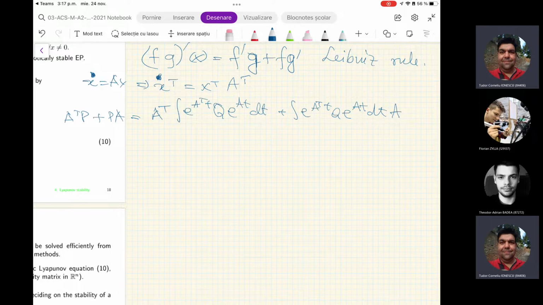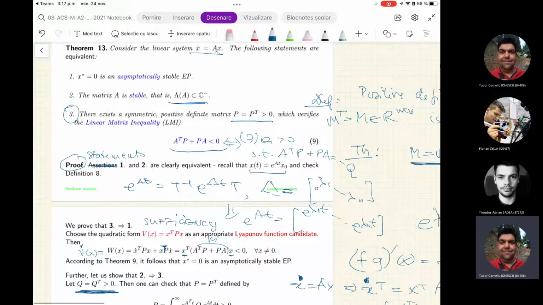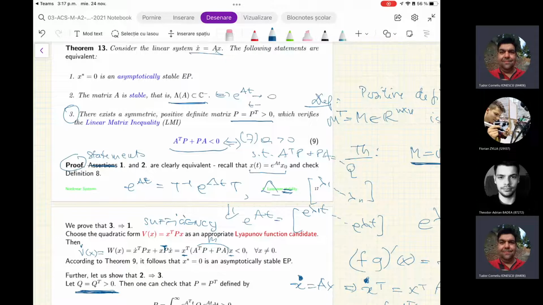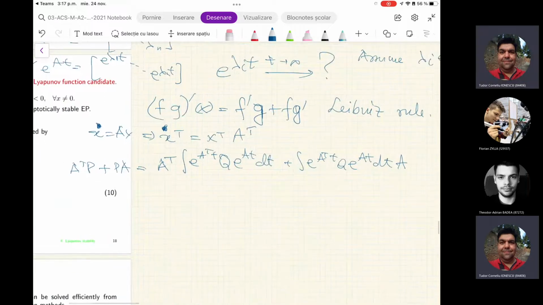Need I remind you that we have 2 implies 3. So in 2 we have this. That means this is equivalent to e to the power At going to 0 when t goes to infinity. So we can do this integration, because you can integrate this and take it between 0 and infinity. Essentially, this integral goes from 0 to infinity.